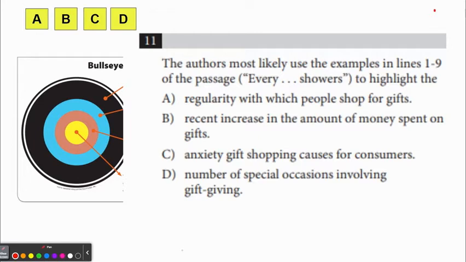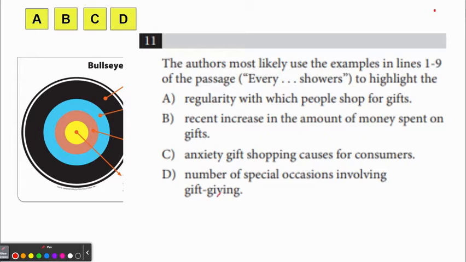The question is, the authors most likely use the examples in lines 1 through 9 of the passage, starting with the word every and continuing on through the word showers, to highlight A, the regularity with which people shop for gifts, B, the recent increase in the amount of money spent on gifts, C, the anxiety gift shopping causes for consumers, or D, the number of special occasions involving gift giving.